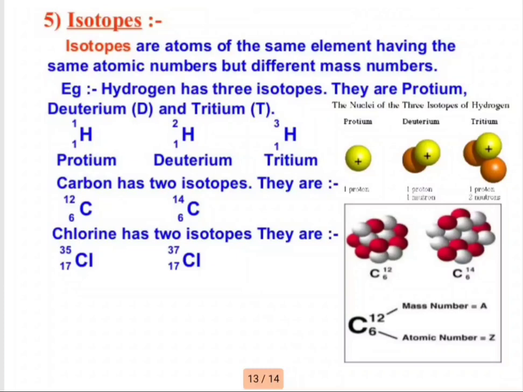Okay, carbon isotopes are carbon 12 and carbon 14. Chlorine has 2 isotopes. They are chlorine 35 and chlorine 37. Okay, you can remember: same element, same atomic number but different mass number because of different neutrons.